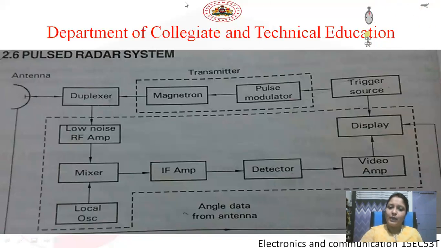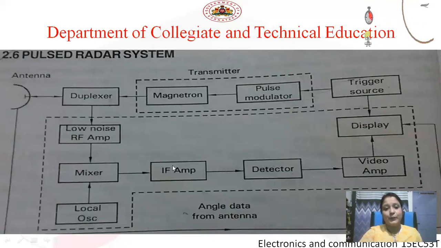Because if you observe here, what is happening? A single antenna is connected to both the transmitter section as well as the receiver section here. The single antenna is connected to both the transmitter as well as the receiver section.